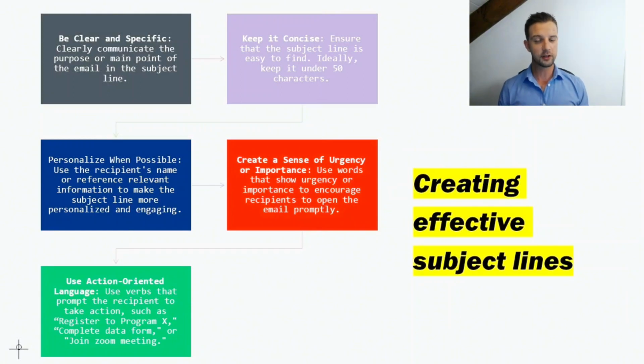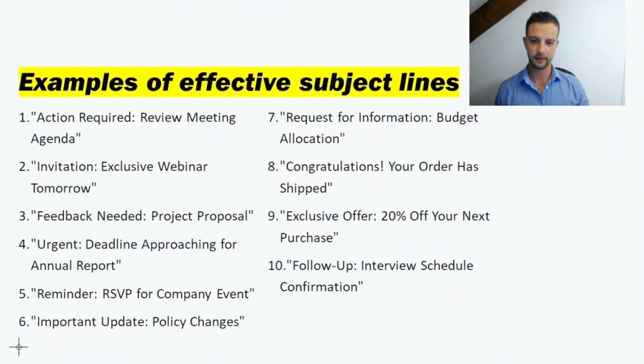Finally, use action-oriented language. So use verbs that prompt the recipient to take action, such as register, that's our verb, to program X, right? Or complete data form, or join Zoom meeting. All right. So we've now looked at the key points for creating effective subject lines, and let's move on to some examples of subject lines.